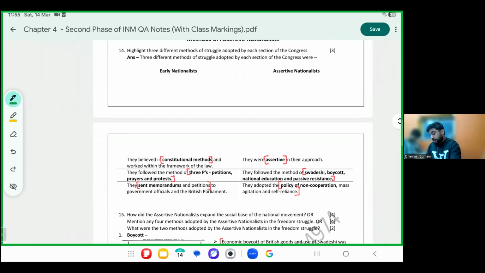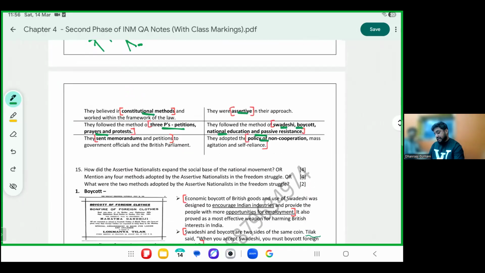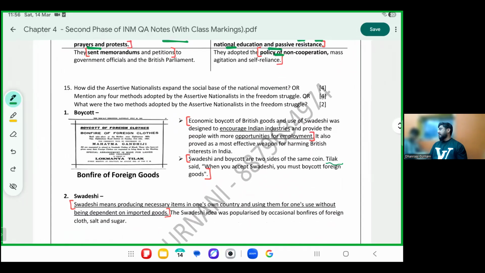Methods, we did this. This is also important, but repeated. R for repeated. They used constitutional methods. They used assertive methods. Examples were the 3 Ps. Examples were Swadeshi, boycott, national education, and passive resistance. Send memorandums and policy of non-cooperation. These are some examples. Anya told us, please sir, teach me each method in detail. So my next methods are each in detail. Let's see each for 2 marks.